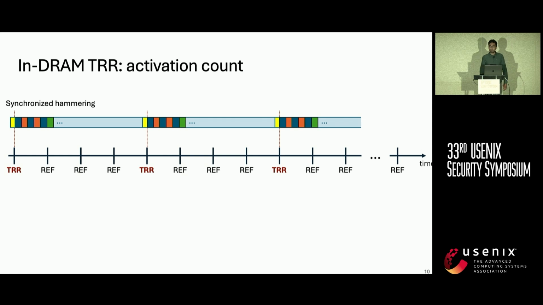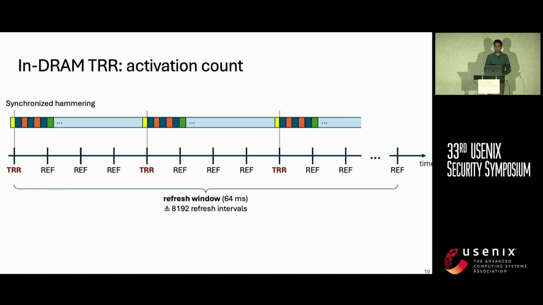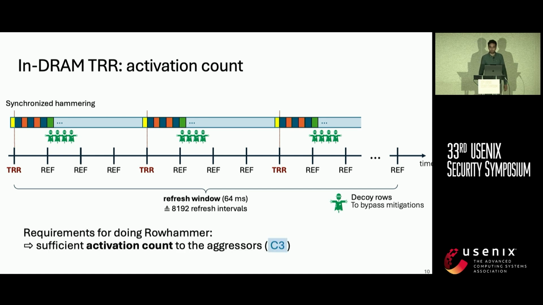Another aspect that is very important when we do Rowhammer is that the pattern length, basically the time that we have to hammer, is limited by the refresh window, which is 64 milliseconds. This limits the period that we can hammer our pattern, and also some of the accesses that we do are going to decoy rows. These decoy rows are basically to bypass the mitigations. So we need to ensure that the remaining activations that we use are sufficient to trigger bit flips. The ordering of the memory accesses is also important, but we kindly refer to our paper for more details on that.